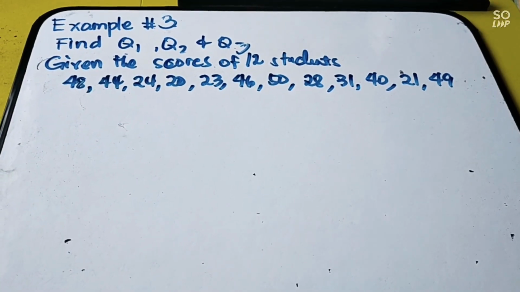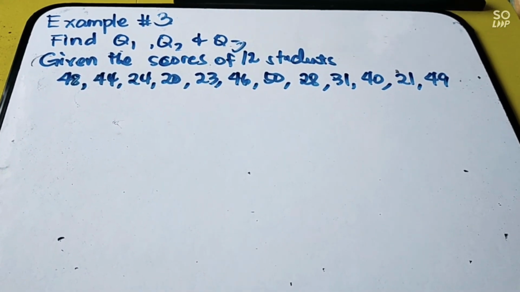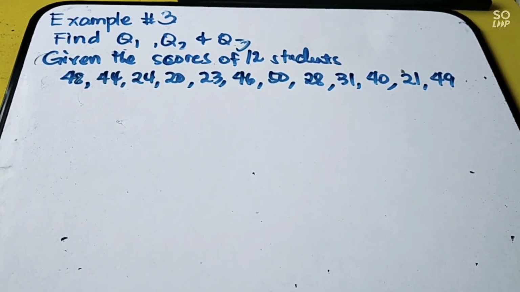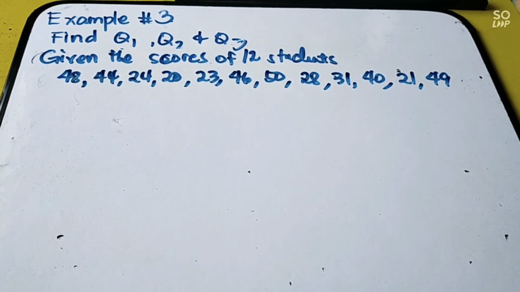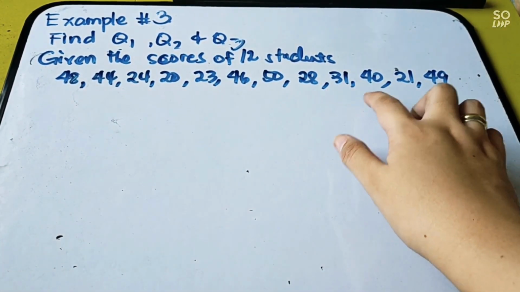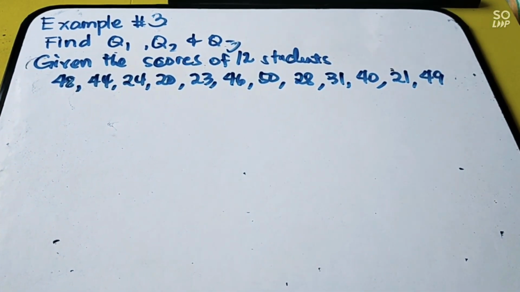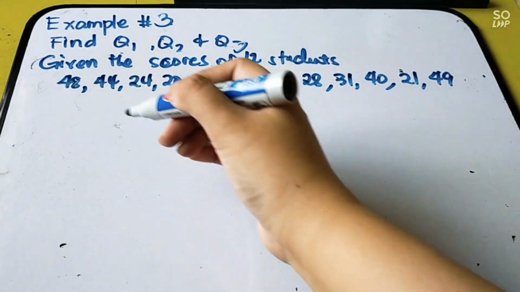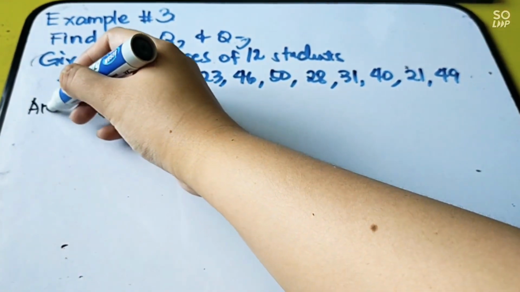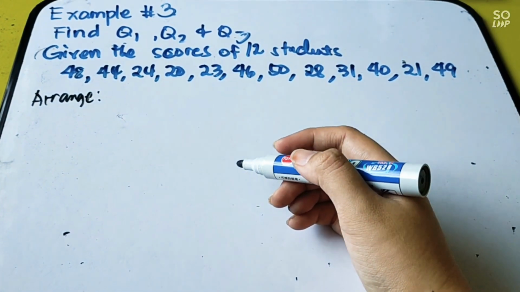Now, let's have another example. Example number 3. Find quartile 1, quartile 2, and quartile 3. Given the scores of 12 students. So, we have 44, 48, 44, 24, 20, 23, 46, 50, 28, 31, 40, 21, and 49. First step, let us arrange. Arrange muna. Arrange from lowest to highest.